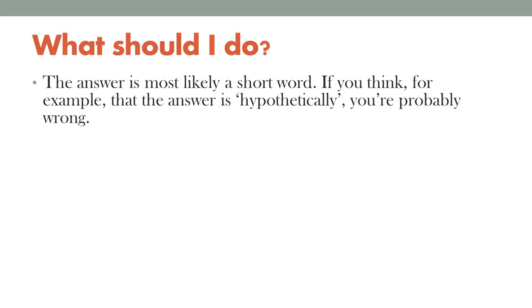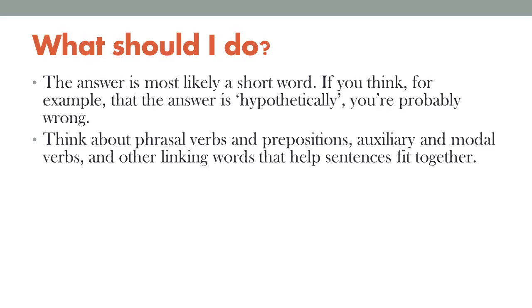Things like auxiliary verbs, be, do and have. Perhaps prepositions, in, on. Modal verbs, will, might. And linking words. If you think the word is hypochondriac or hypothetically, you're probably wrong. So think about those other little words that fit the sentences together. But do be very careful with your spelling. Since you have to write the word yourself, if you spell it wrong, it's your own fault and you'd lose the point.